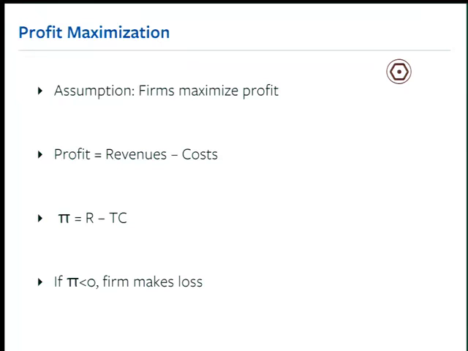Right? We know that profits are simply revenues, price times quantity, minus costs. So there's going to be profits in the short run, and there's going to be profits in the long run, right? Where in the short run, costs are short run costs. In the long run, they are long run costs.